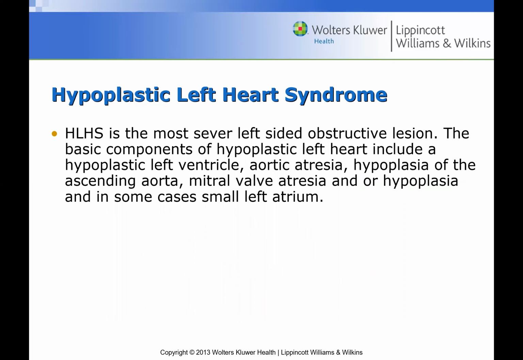It's the most severe left-sided obstructive lesion. The basic components of hypoplastic left heart include a hypoplastic left ventricle, aortic atresia, hypoplasia of the ascending aorta, mitral valve atresia, and hypoplasia, in some cases, a small left atrium.